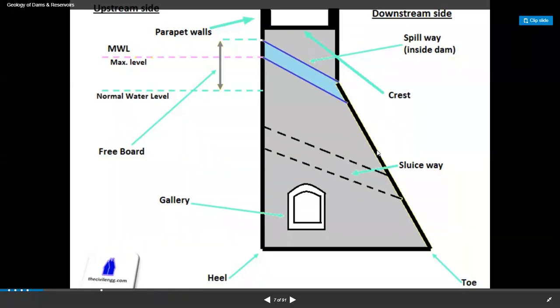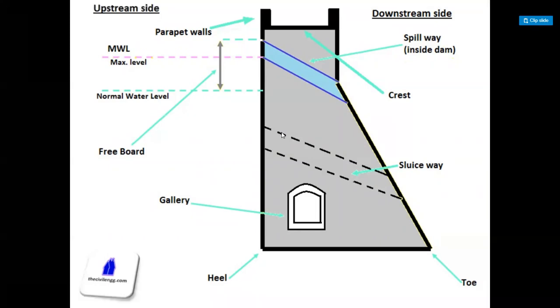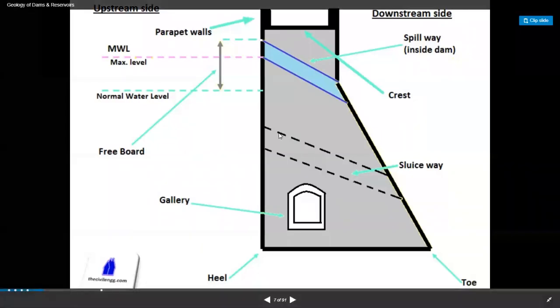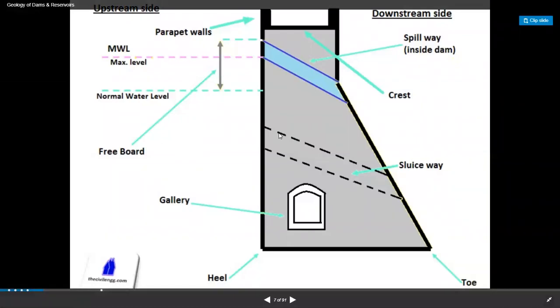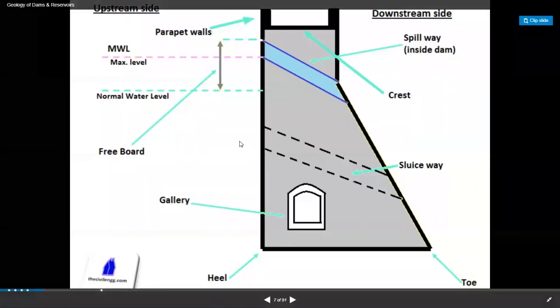Then you have a part known as cutoff wall. Cutoff wall is at the bottom portion, not seen over here, and this is an underground wall-like structure present at the heel side, and it is useful in preventing leakage under the foundation. Water will not penetrate inside, and it is also necessary for the uplift pressure.